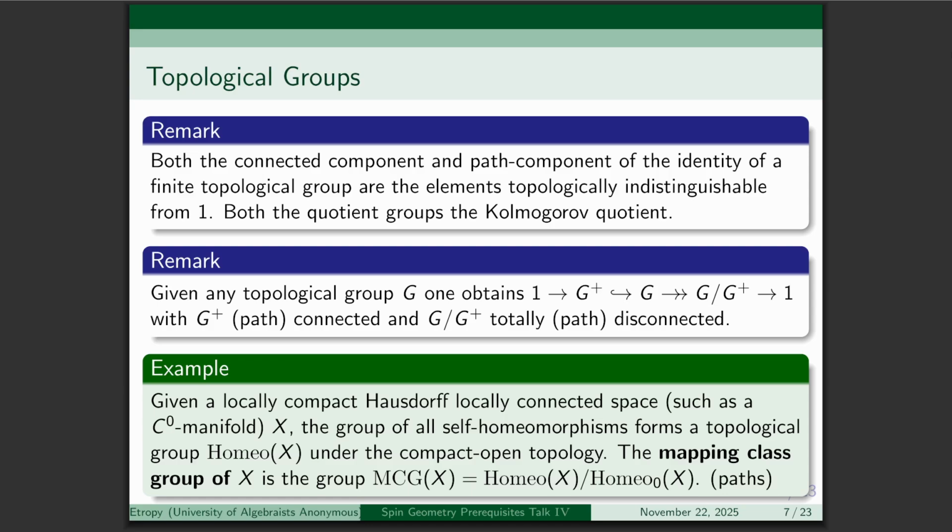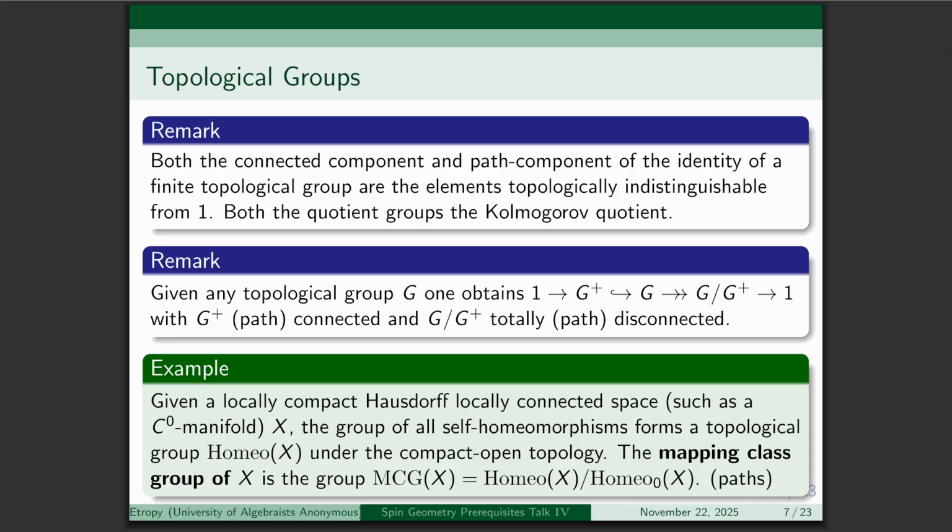We can define the mapping class group of any sufficiently nice topological space. One condition that suffices is being locally compact Hausdorff and locally connected, which is kind of a mouthful. So you can also just work with topological manifolds. Locally compact Hausdorff means that it's Hausdorff and any open neighborhood around a point contains a compact neighborhood. And locally connected means that any point has, in any open neighborhood, a connected neighborhood.